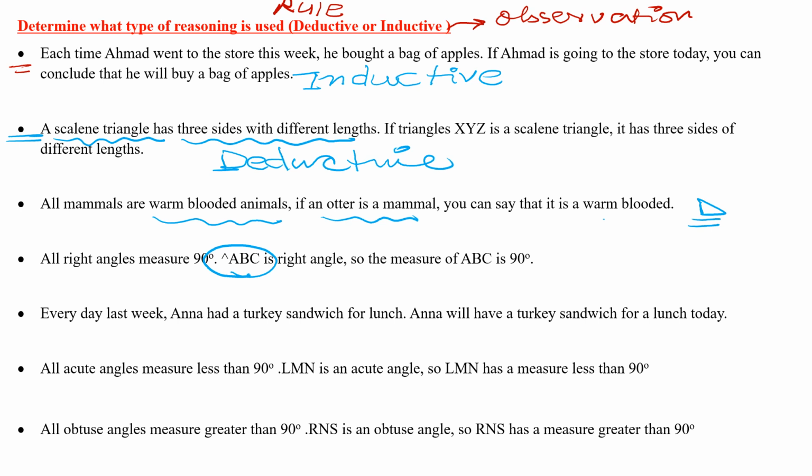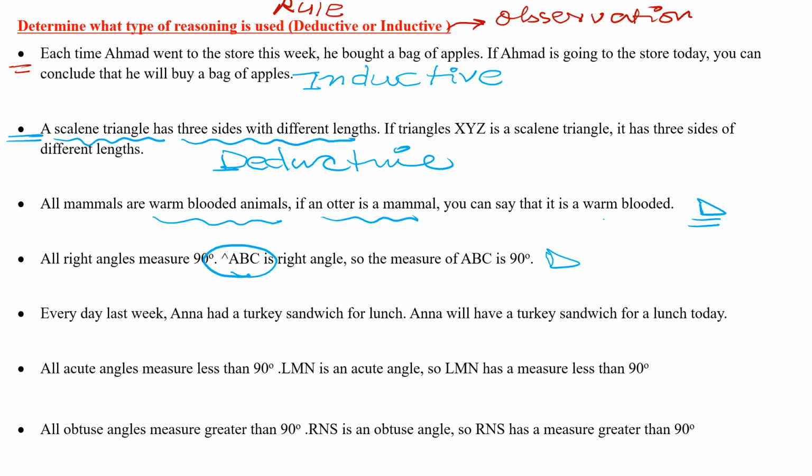Any right triangle has a 90 degree angle. It means any triangle which has one right angle is said to be a right triangle. So it is also deductive reasoning.